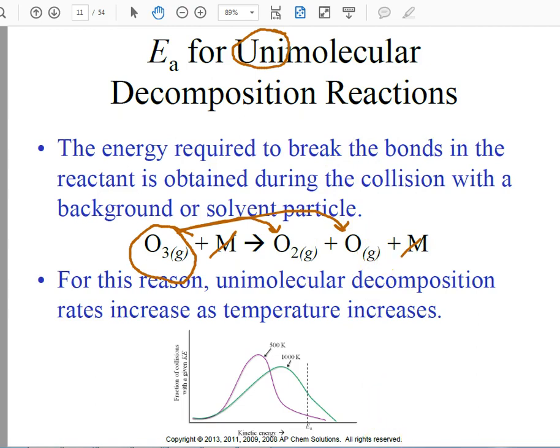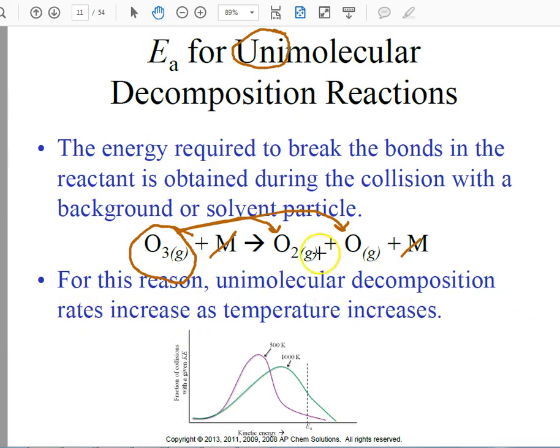However, it's some background particle, so it could be something in the air with the ozone, or if the ozone's in water, it could be a water molecule. The collision of the ozone with that background molecule is actually what gives it enough energy to break the bonds and get over the activation energy hump. So even in a decomposition reaction where there's nothing else there, we still need collisions, and those collisions give us the energy to carry forth the decomposition reaction.